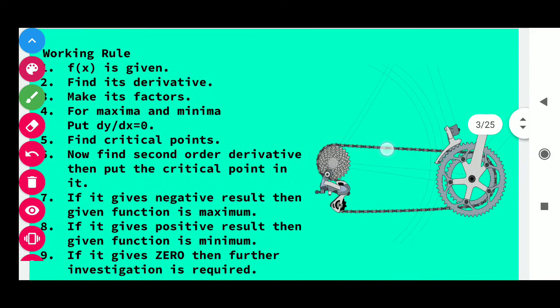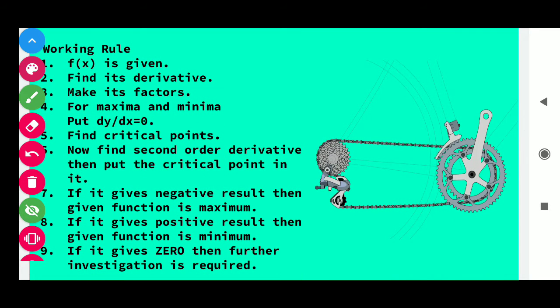Here I am sharing the working rule. You can see here, first, f(x) is given, the function is given in the statement. You need to find its derivative, this is the second point, and after that make its factors. Students, if you forget to make the factors, then it becomes very complicated to solve. So remember one thing, always make factors after doing the derivative.